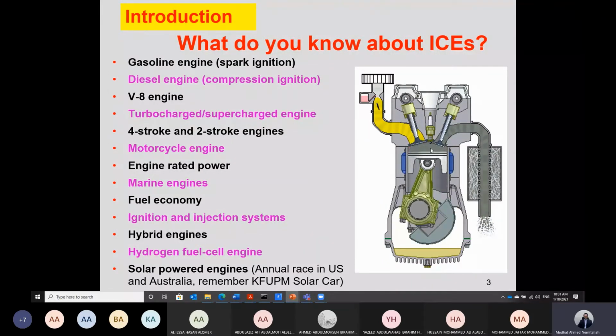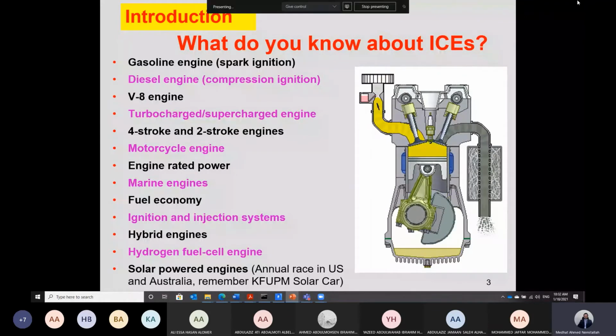Once the combustion is started, it will push the piston down to generate the power stroke. And then the combustion is completed, and in the last stroke the piston will be moving up and the exhaust valve will be opening so that we can have the exhaust leaving the engine.